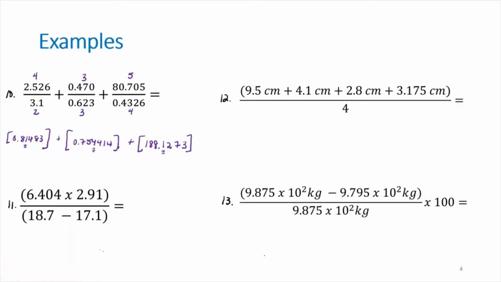Now I'm on to addition. So now I need to look at how precise my measurements are, and I need to round to the least precise measurement. This is the 100ths place. This is the thousands place. This is the tens. I'm going to round my final answer to the tens.